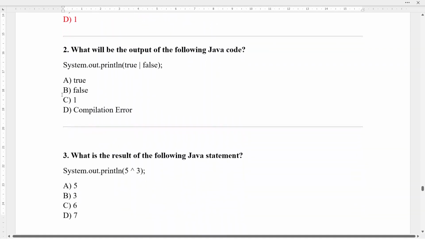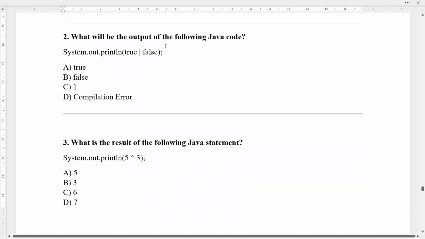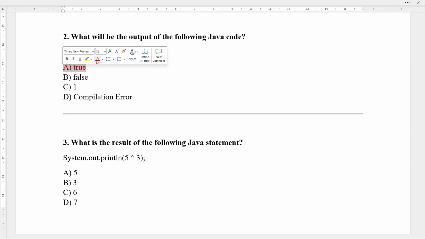Second question. What will be the output of the following Java code? System.out.println of true or false. Here in the OR operator, if at least one bit is true, or if at least one bit is 1, the output is true. So option A is the correct answer.